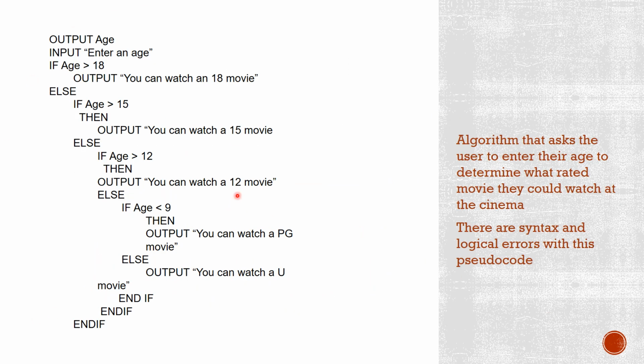A program will be given to you, and you will be asked to find the errors in this code. Here is an algorithm that asks the user to enter their age to determine what rated movie they would watch at the cinema. There are syntax and logical errors in this pseudocode. Take your time, read this code, and try to answer this question.